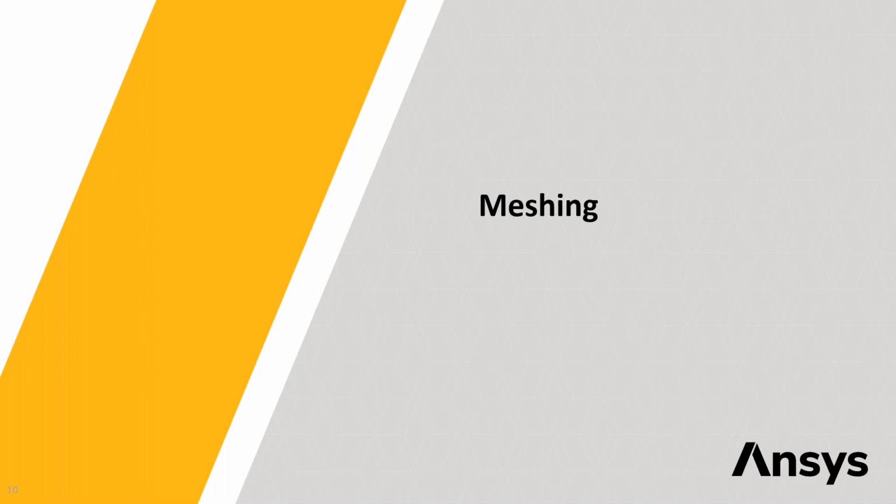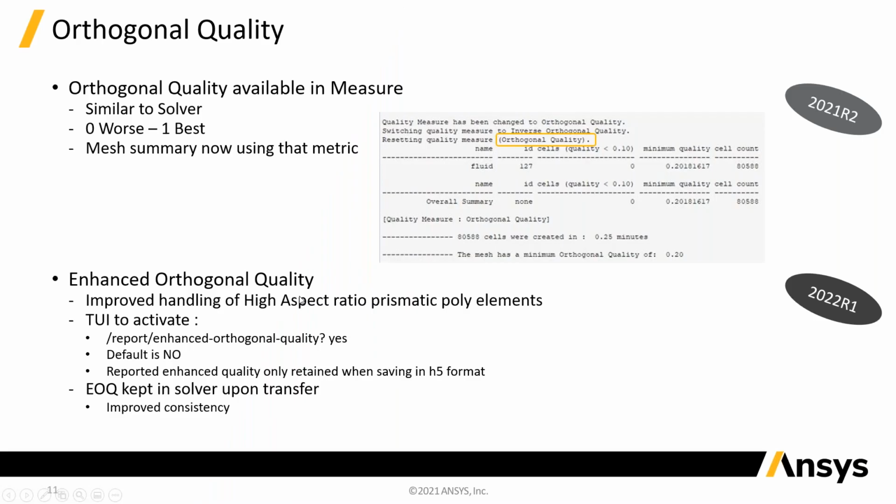What we'll talk now about is meshing. With meshing, there's lots of changes of features and usability issues being addressed that I've got a significant number of slides now on meshing. So one of them is around orthogonal quality. We know how important it is to have a good mesh. And at 2021 R2, we introduced this ability to get more information about it.